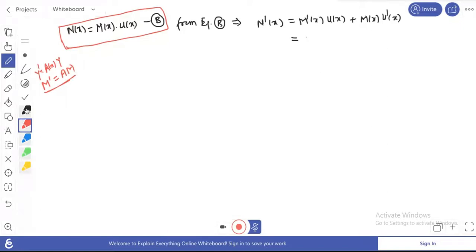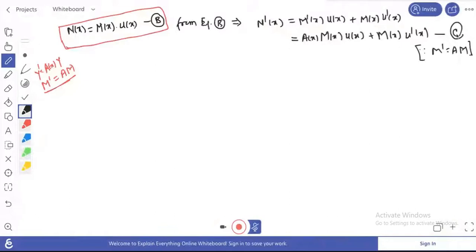So this equals Ax Mx Ux plus Mx U prime x, and say this is equation number C. And this relation holds due to M prime equals AM. So that's why you write this thing. This is equation number C, or you can write this is equation number star, because we are marking this star.